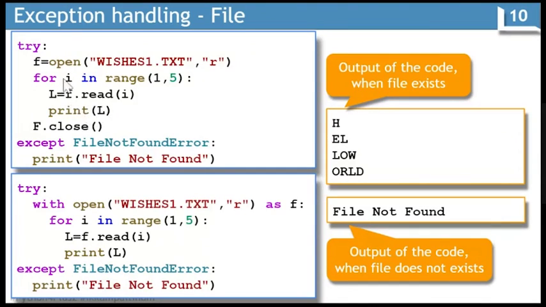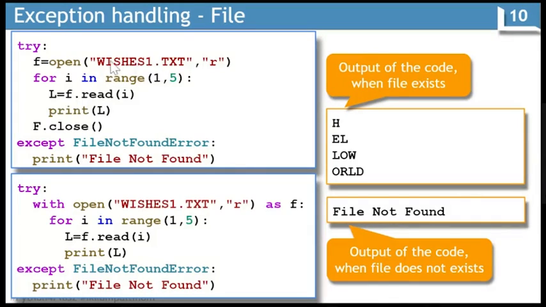The second time, the loop will move up and change the value of i to 2. So it will be extracting the next two characters, which are E and L. E and L will be displayed, and then i will become 3. When i becomes 3, you will be extracting the next three characters, which are L, O, and W. And then in the last step, when i becomes 4, it will be extracting 4 characters, which are O, R, L, D. So if your file exists with the content as hello world, this is going to be the output.